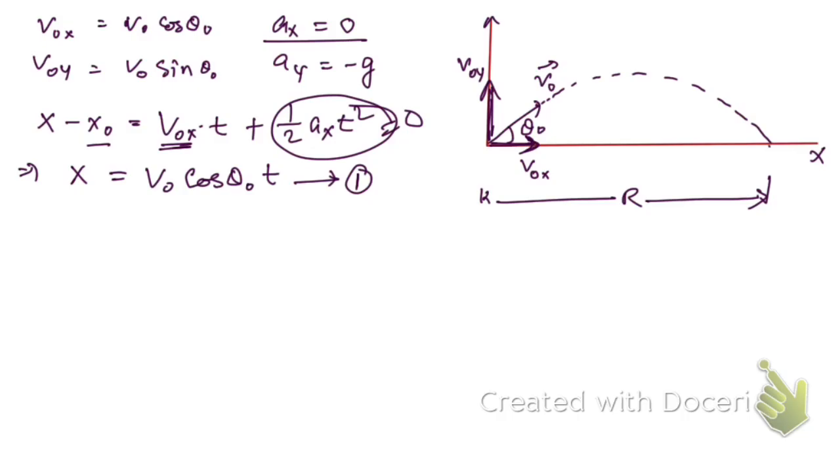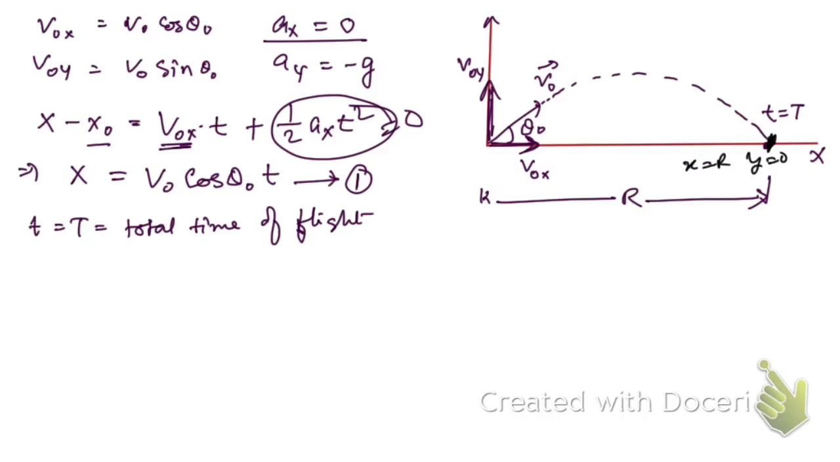So now let me take the time taken by the projectile to reach this position, to complete the projectile motion, as suppose capital T. Capital T is the total time of flight. Right, that is the total time of flight. Now at this position the y coordinate is 0, and the x coordinate is R.